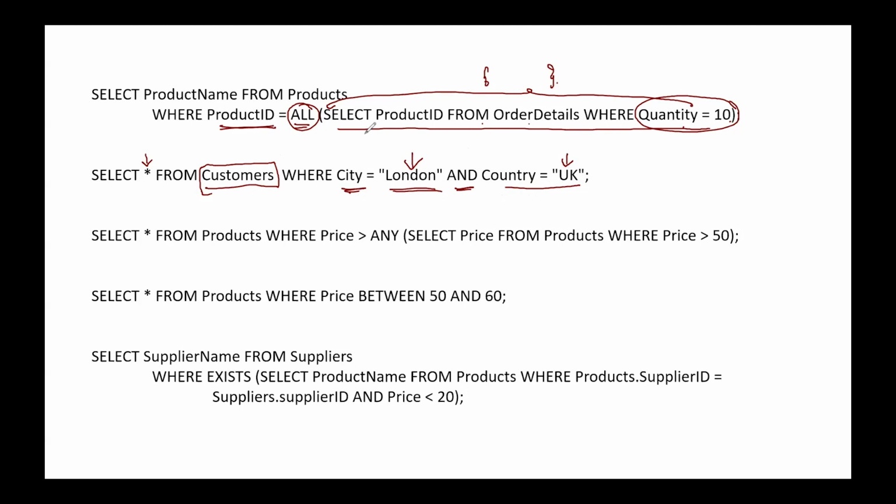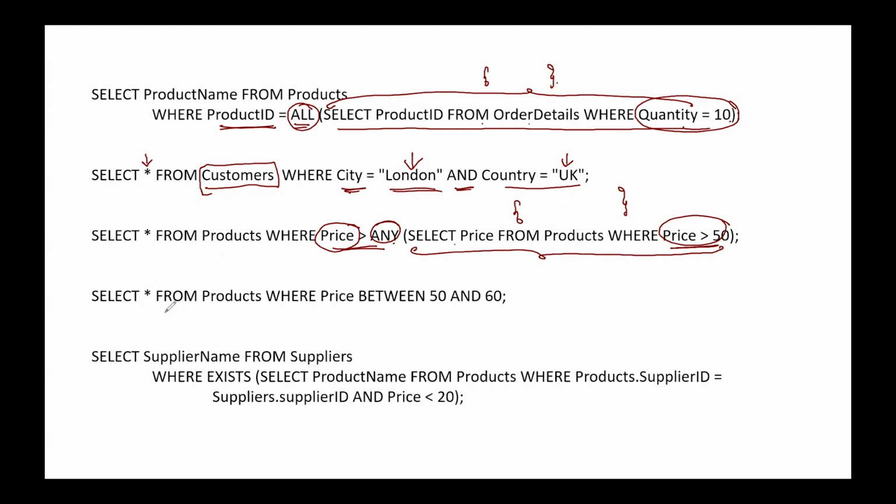Okay. AND condition. Next, we have SELECT * FROM products WHERE price is greater than ANY. ANY is nothing but another sub condition, just like ALL. So SELECT price FROM product WHERE price is greater than 50. I'm going to select all the prices from the table product where price is greater than 50. So I'm going to get a set of values as an output here. From there, I'm going to select only those whose price is greater. So any value which is greater will be displayed as output.